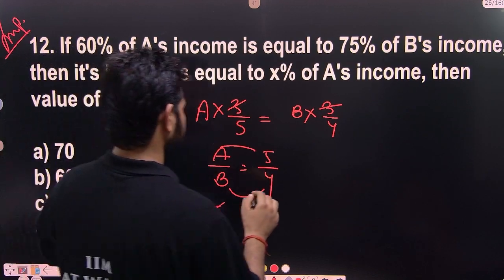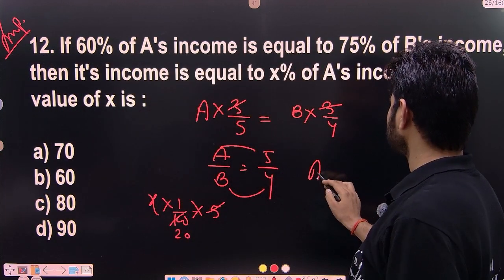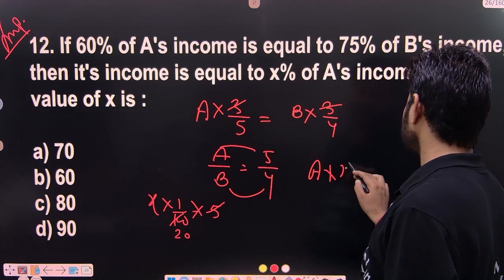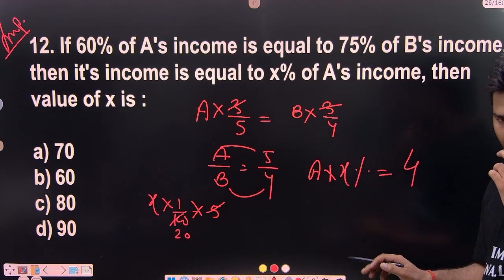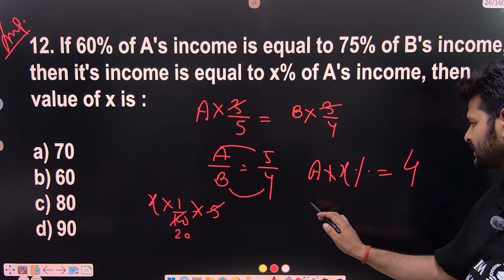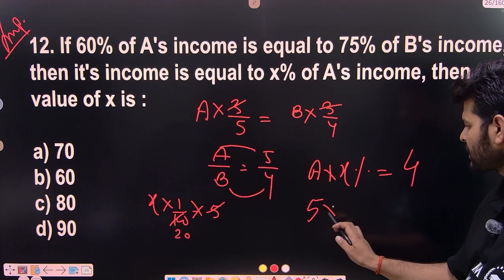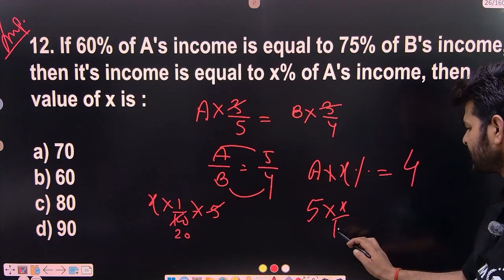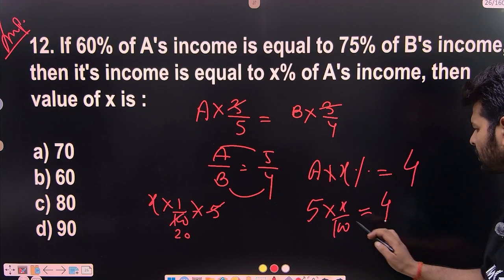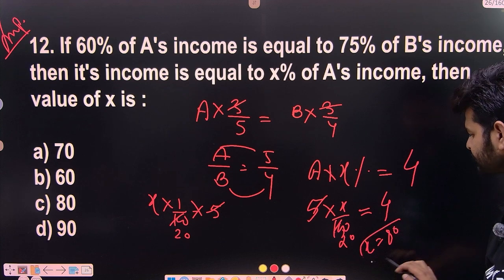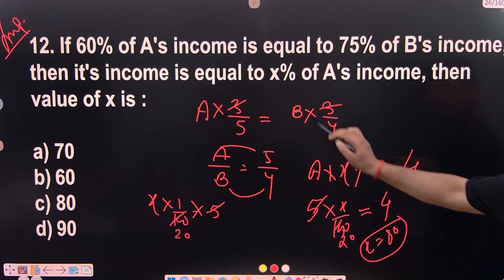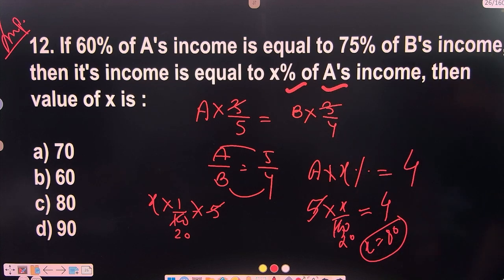Suppose A's X% is equal to B's 4. So how much percent value do we need to take of X? A is 5, so X times 5 over 100 is equal to 4. So the value would be 80. So basically 80% of A's income would be equal to B's income.